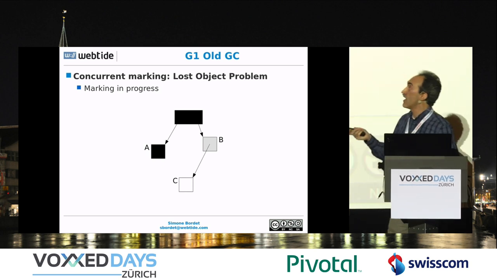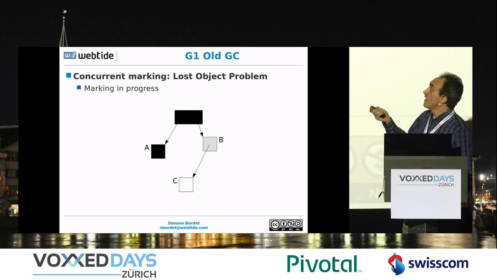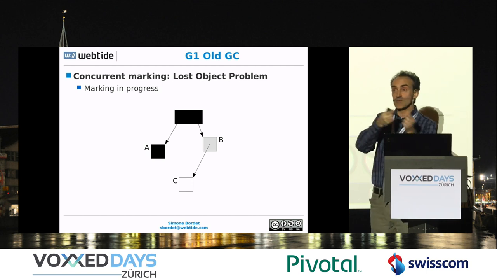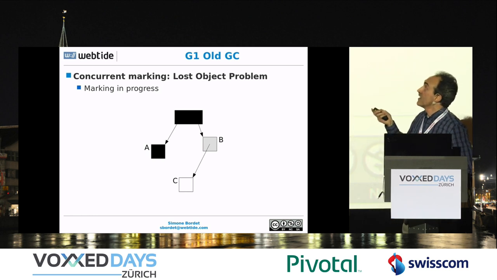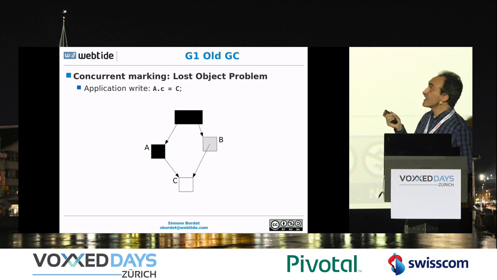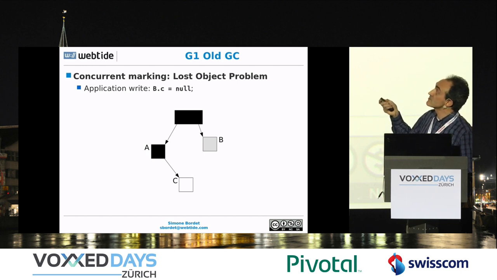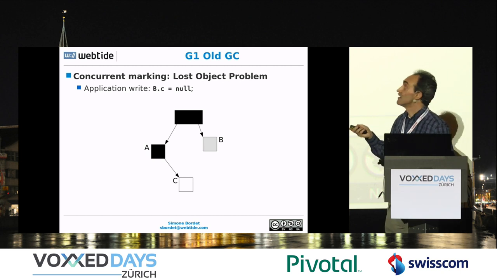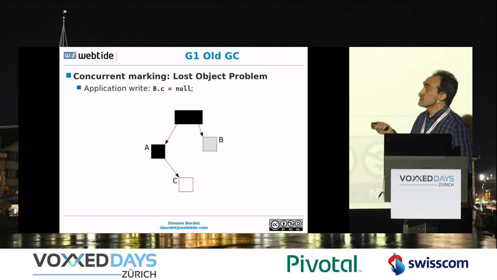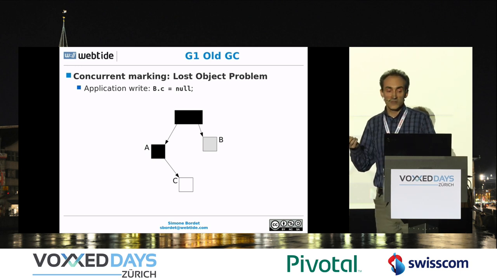And this is how it goes. I have marking in process. I'm about to analyze object B. I'm popping it out of the gray queue, okay? Then the GC thread gets stopped. The application thread now does this. It does B.C = null. So it creates this pointer and then deletes the other one. So this pointer gets deleted, all right? And so, okay, that's something that an application can do.